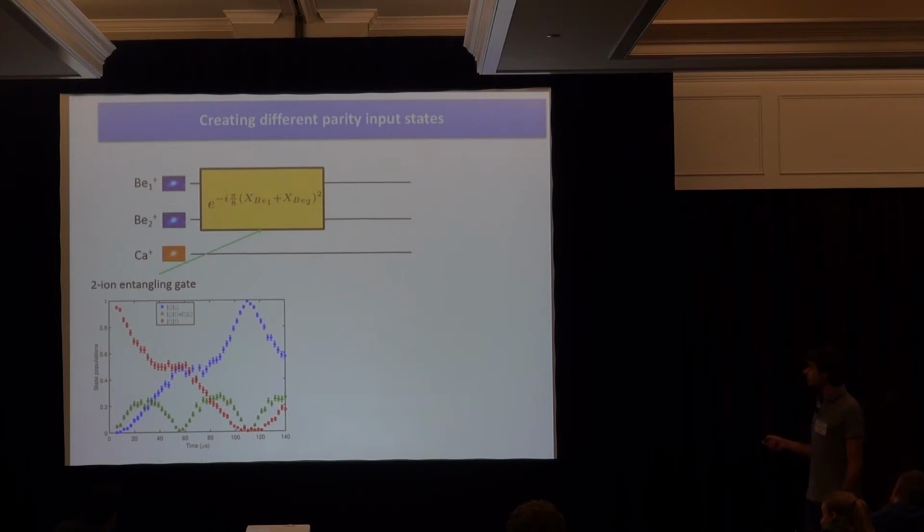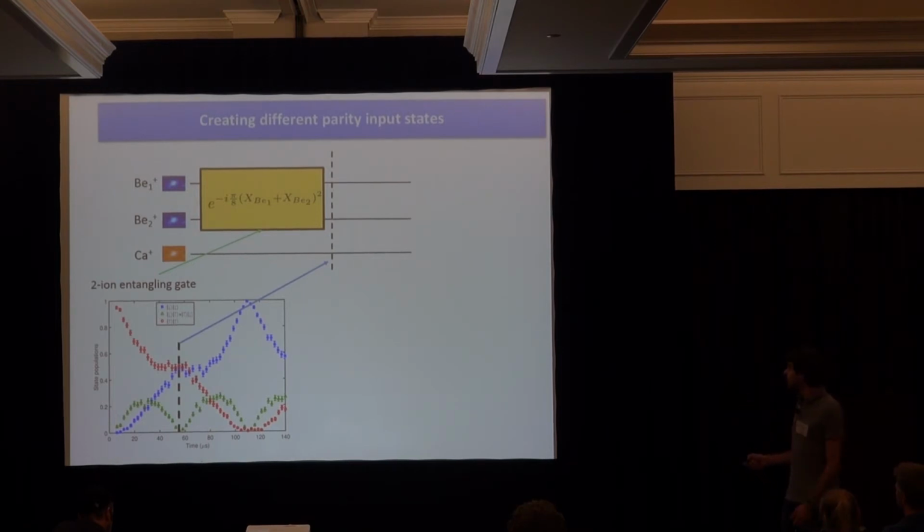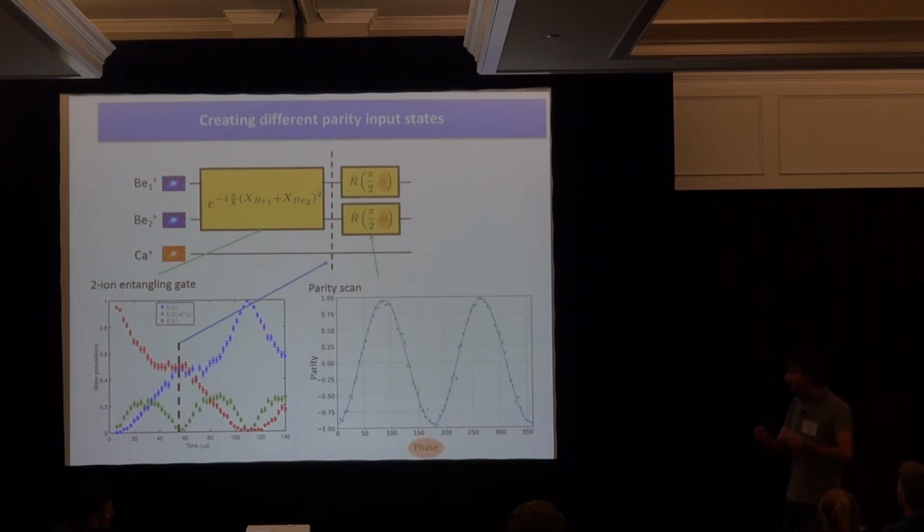It's exactly the same gate as before, except that we do not switch on the laser for calcium. We basically stop at this point here in the gate, and at this point we are in a 0,0 plus 1,1 state on the two beryllium with some phase. And to rotate the parity, we apply a global pi/2 rotation with some phase. By scanning this phase, we can go from odd parity to even parity and so on. So that's how we prepare our parity states.